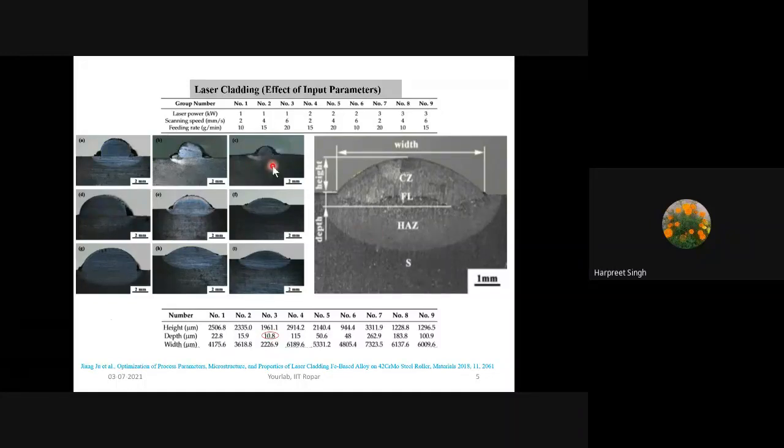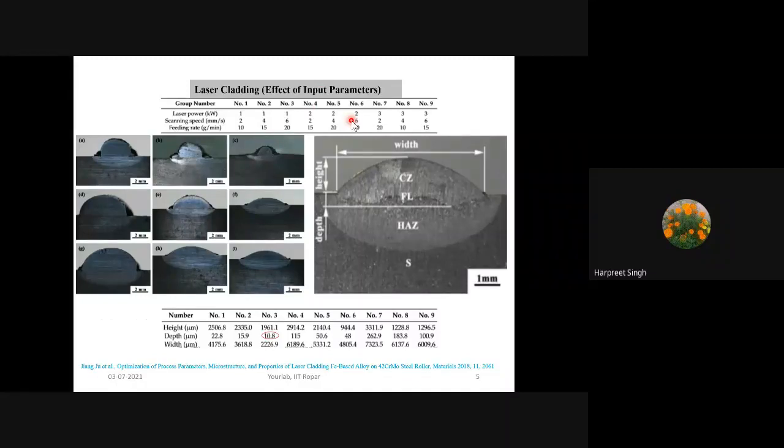People have done a lot of work on optimizing input parameters so that they can reduce the depth of the HAZ. This is the depth of the HAZ, so they have given this nomenclature: this is the height of the bead, the width, and so on. You can see here that people are trying different laser powers, scanning speeds, feeding rates, etc. to decrease the effect of the HAZ. It's 10.8 and they have reduced it in this number 3 case, so basically this is by playing with the parameters.